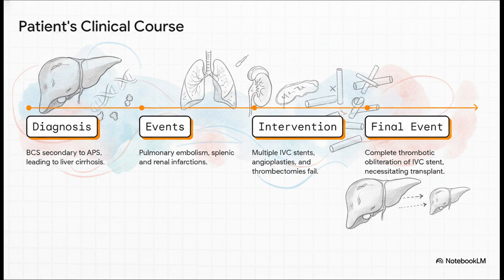Her diagnosis of BCS was a direct result of her underlying APS. She'd already suffered multiple systemic thrombotic events, including a PE and end organ infarctions in her spleen and kidneys. Surgeons and interventional radiologists had tried everything: angioplasty, multiple stents, thrombectomies, but her APS was just so aggressive that she repeatedly formed clots within her IVC stent. The final straw was the complete thrombotic obliteration of that stent, which led to intractable liver failure and left transplantation as her only remaining option.